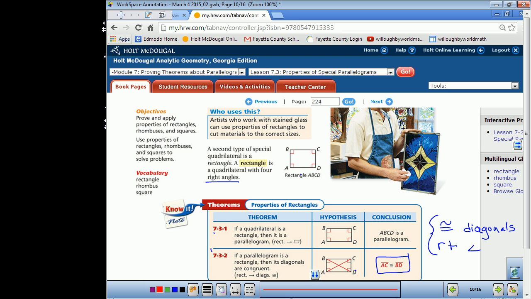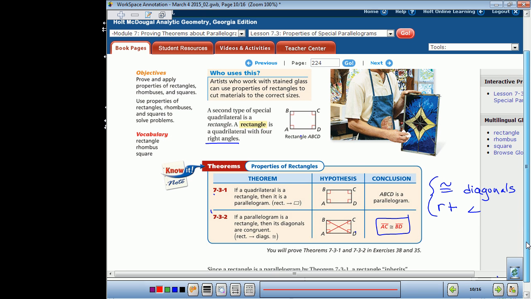Okay, so this is in your book on page 224. If you have your book, you can follow along. If you don't, you can follow along looking at the screen. And it talks us through these additional special quads. So yesterday we talked about parallelogram. Today we're going to talk about rectangle, rhombus, and a square. 224.